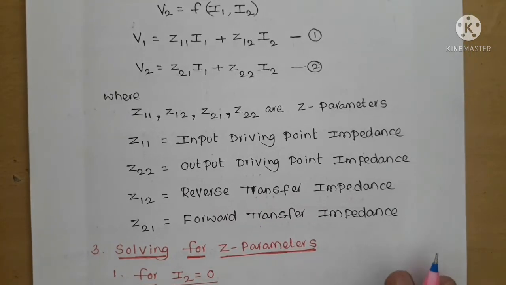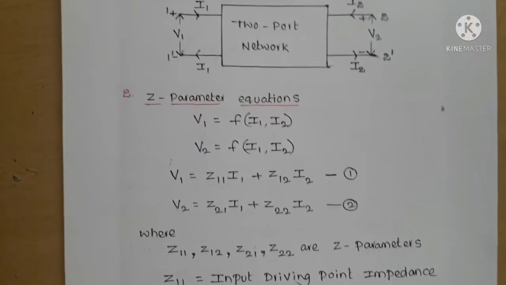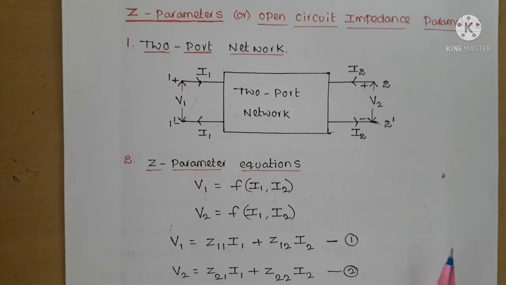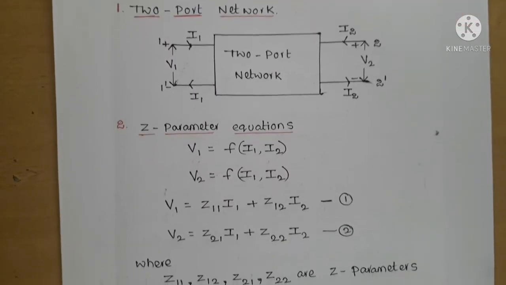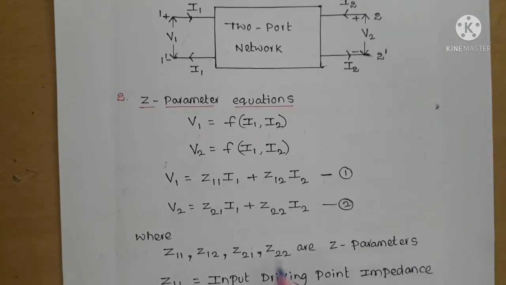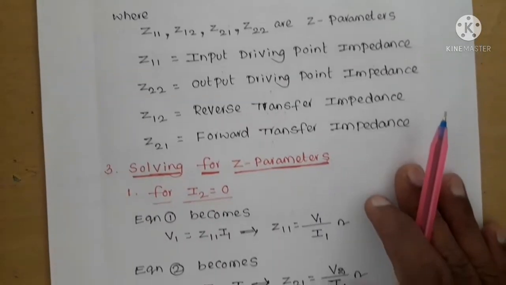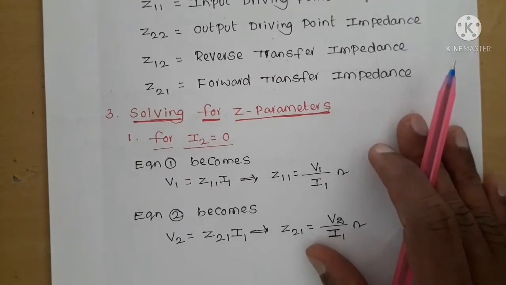So this is the second point, where I am writing the Z parameter equations, and the first point was the block diagram. Now our purpose is to solve for the Z parameters. So we have to get Z11, Z12, Z21 and Z22. That is the third point. The third point is solving for Z parameters.